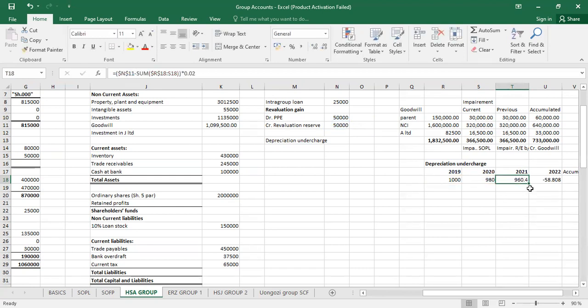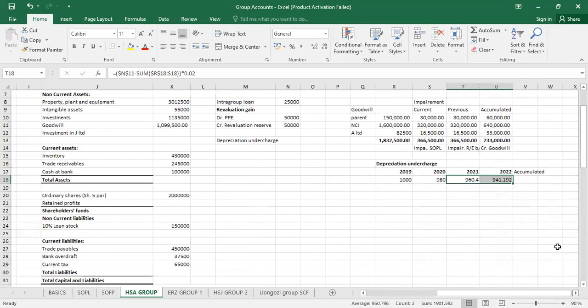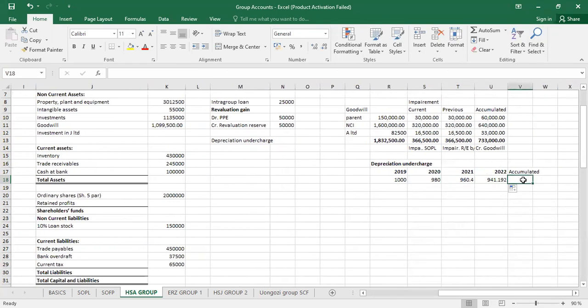Then enter. Then I'll drag. Then I'll come here, I press Alt equals, Control Enter, Control Bold, so that this is the accumulated depreciation overcharge. It has been overcharged. Alt HB for bottom border.